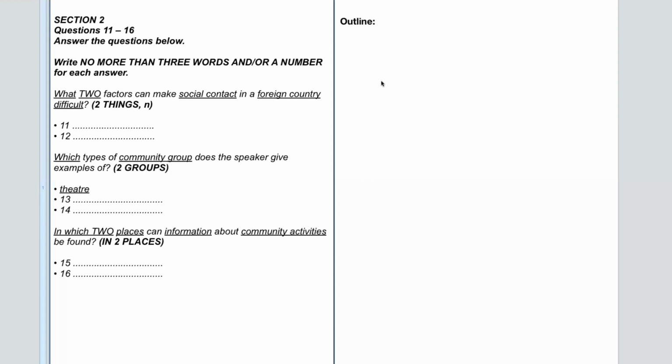All right, so let's go ahead and listen. I would encourage you to make your own outline notes as we listen, and you can also observe mine to see if this helps you.